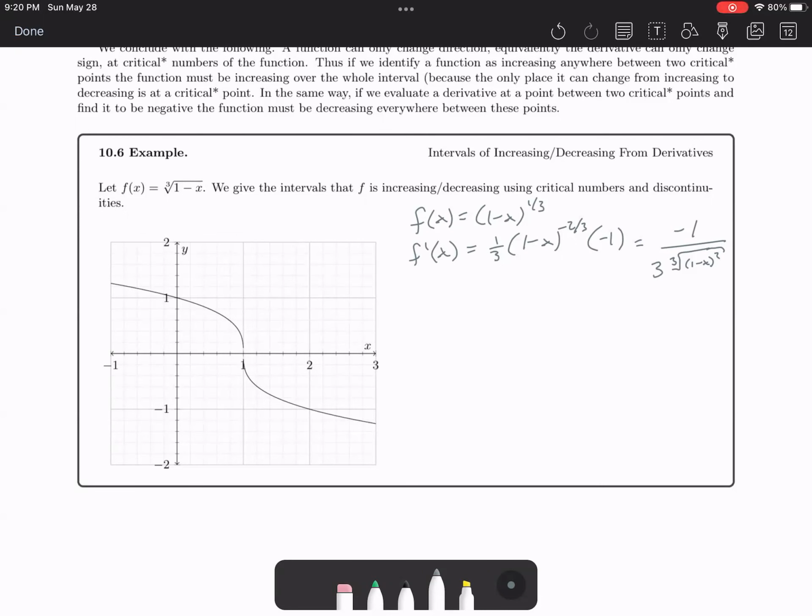So this derivative is only allowed to change from positive to negative at zeros or discontinuities. When is that function going to be 0? Never. When is this function going to not exist? Well, what is going to make me divide by 0? So what's going to give me a 0 inside here when x is equal to 1? So that's the only place that we have to check.